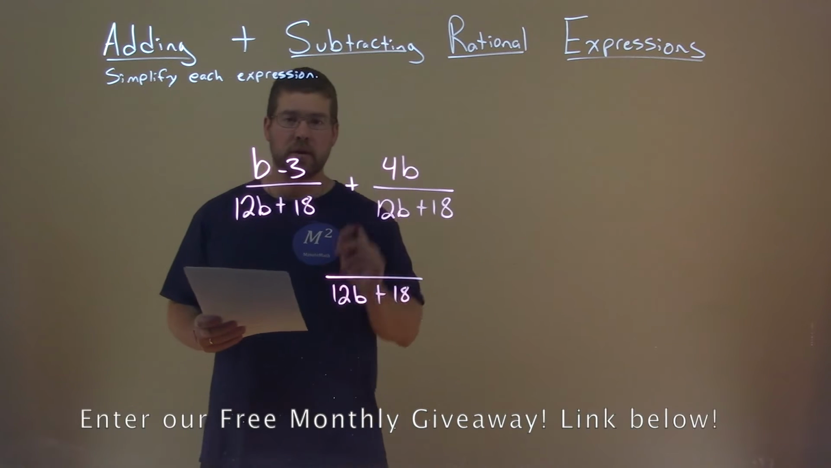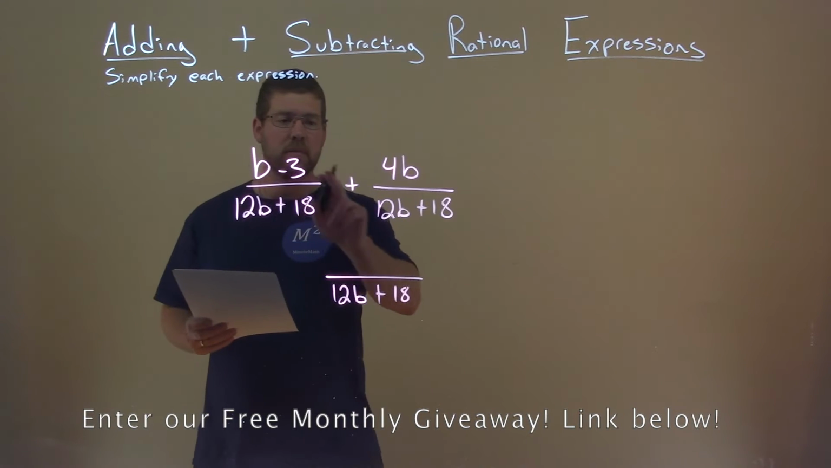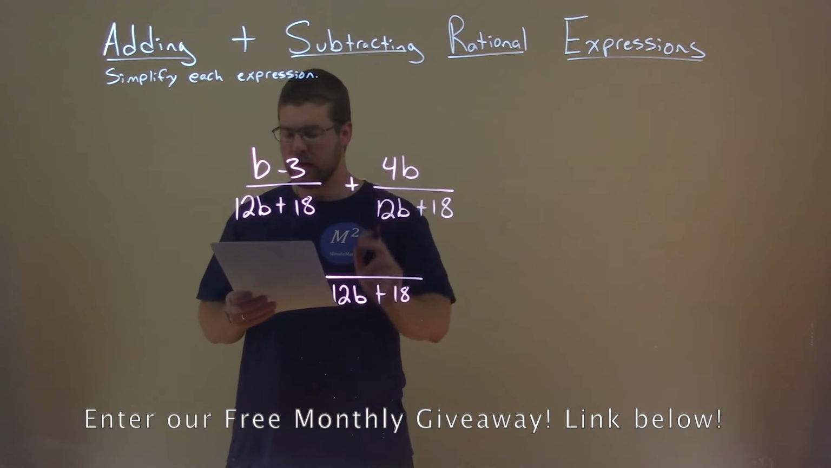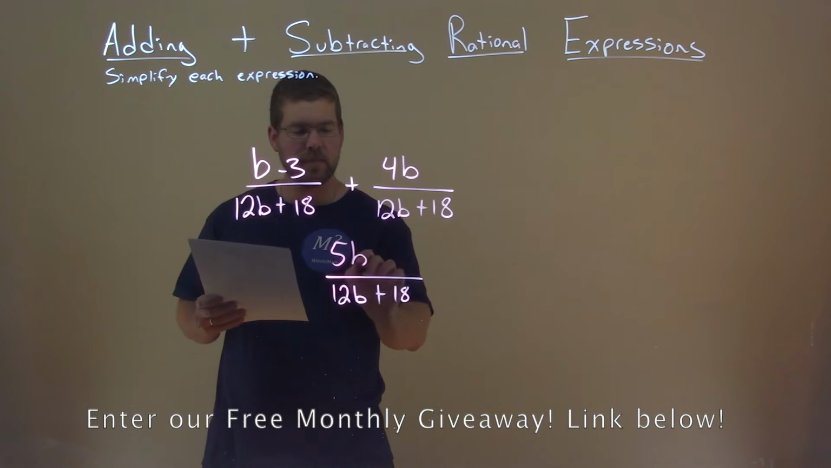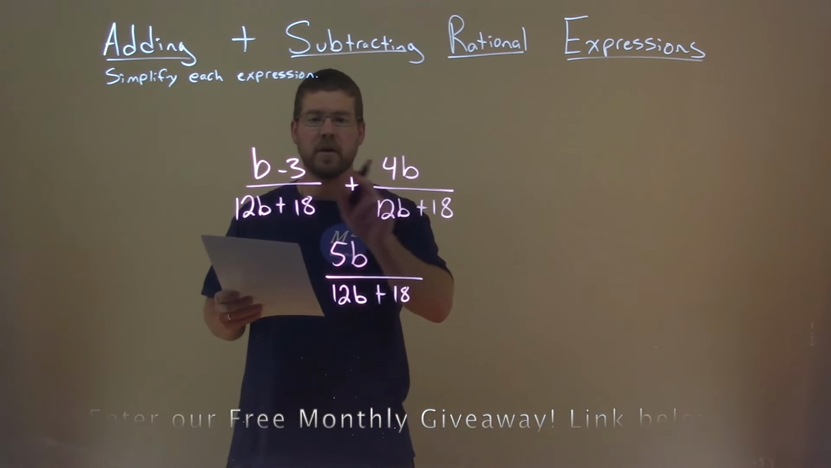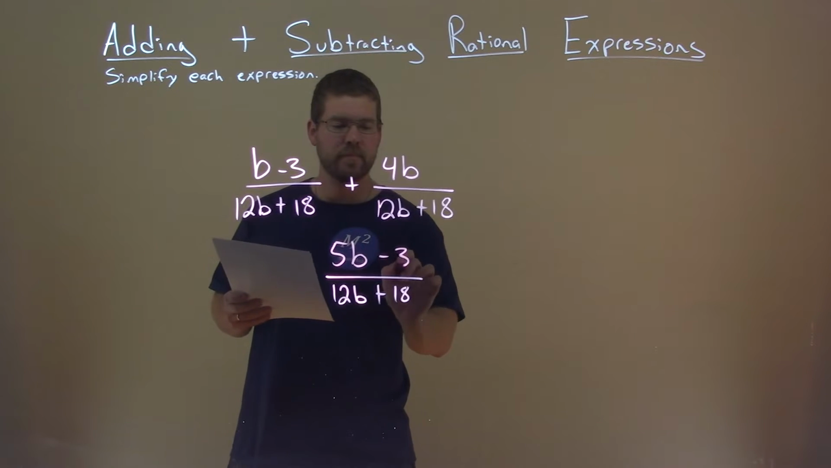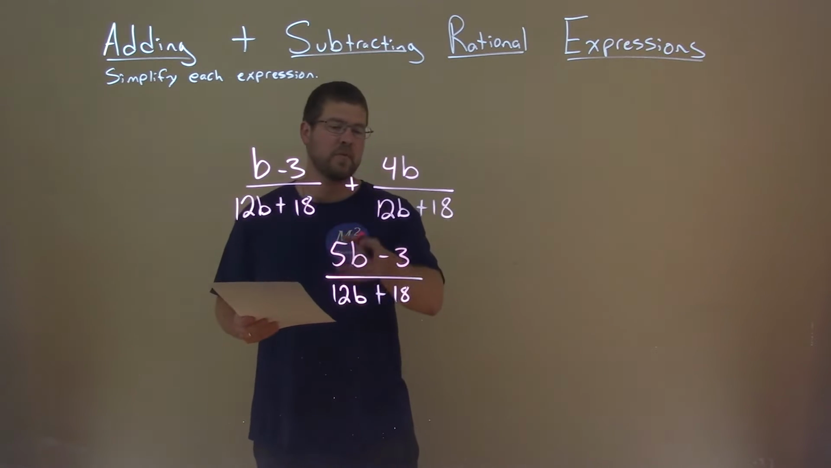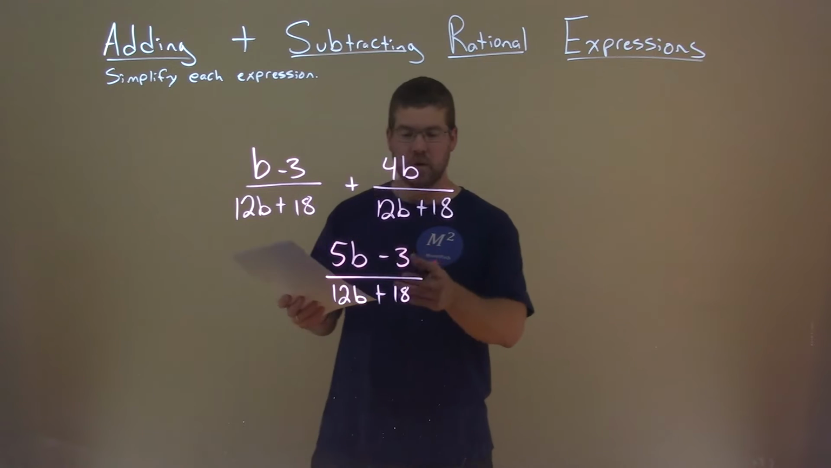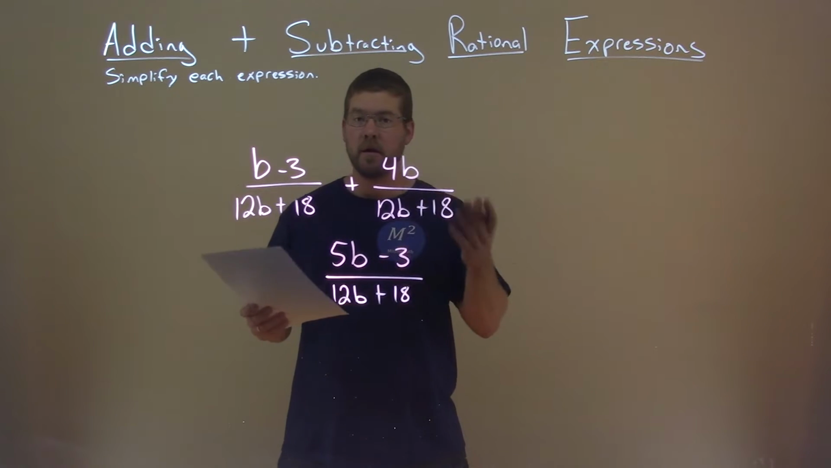We add the numerator now. b plus a 4b, make sure we're adding our like terms, is a 5b. All that's left in the numerator is that minus 3, and that's actually it. 5b minus 3 divided by 12b plus 18 is our final answer.